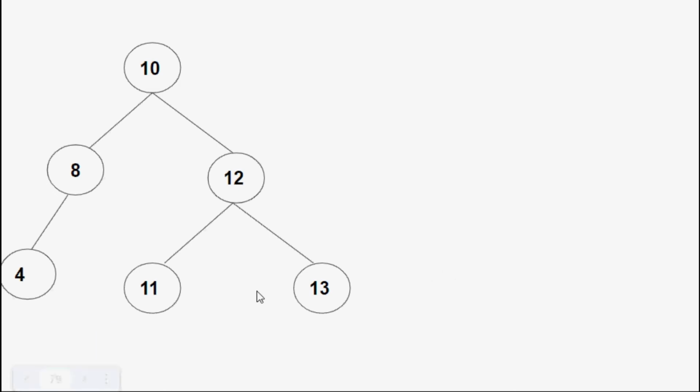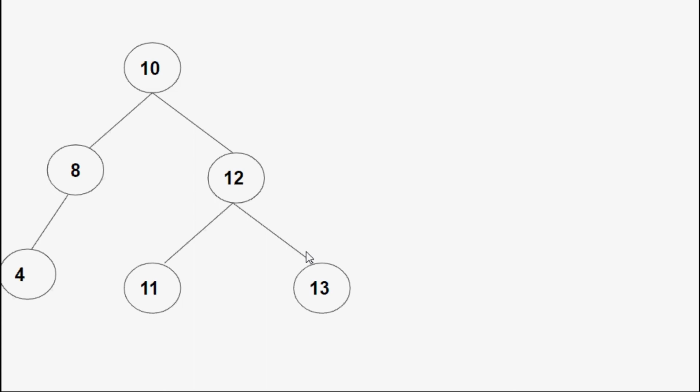Now if I calculate the balance factor of 8, it comes out to be 1. Why? Because 8 has only one edge on the left side, but there is no edge on the right side. So 1 minus 0 comes out to be 1, which is perfect. Now when I look at 12, 12 has one edge on the left side, that is 1, and one edge on the right side, that is 1. So 1 minus 1 gives me 0. Again perfect. No need to do anything, right?